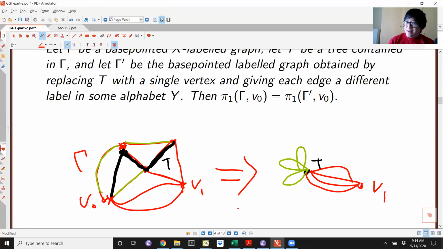Okay, so I did a little bit of violence here, but does that make sense? What happens there when we collapse that tree T to a single point? Good.